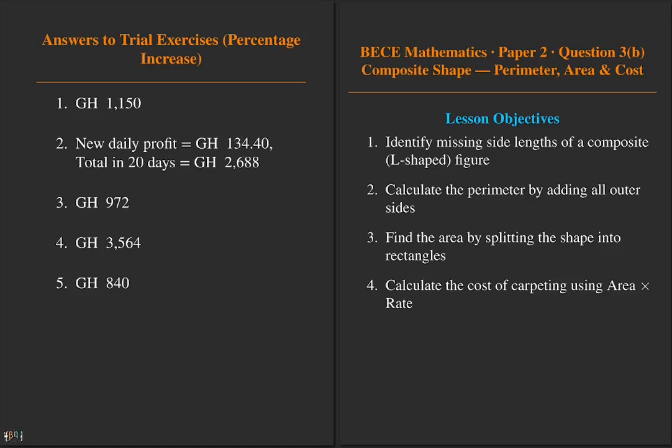In this lesson, we are looking at BECE question 3b, and it's on a composite shape, that is solving for the perimeter, area, and then we apply the cost formula to it. By the end of this lesson, you should be able to identify the missing side length of a composite figure. You should be able to calculate the perimeter by adding all outer sides. You should be able to find the area by splitting the shape into rectangles. And finally, you should be able to calculate the cost of carpeting using area times rate.